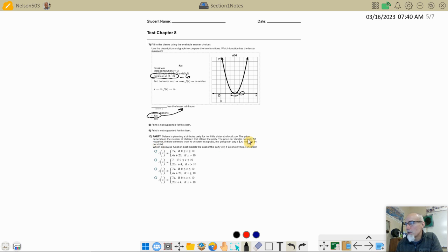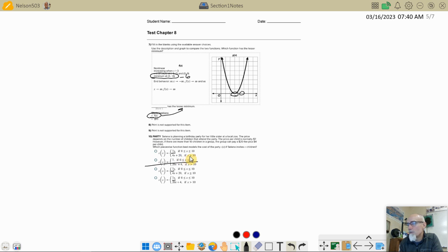So the party that she's planning, it's going to charge how much per kid? $7 a kid up to 10 kids, right? So we're looking for 7x up to 10 kids. Yes. Okay, so check mark. We only eliminated one answer right there. Now it says, however, if you have more than 10 kids, it's going to have a $20 fee plus $4 a kid. So now we're looking for plus 20 and 4x. Yes.